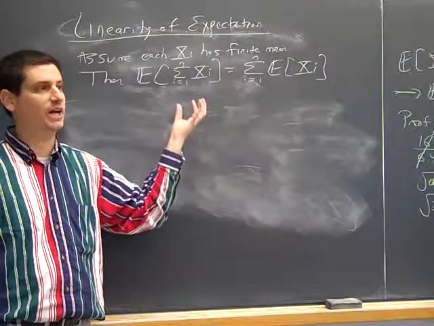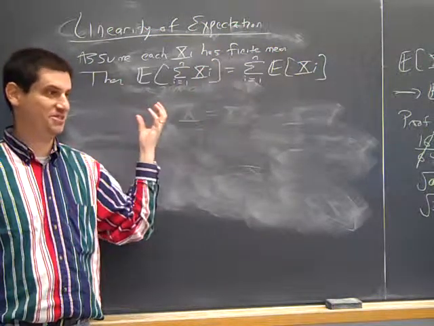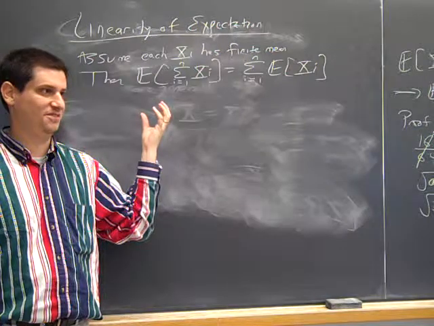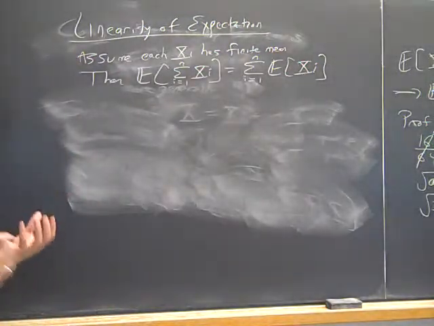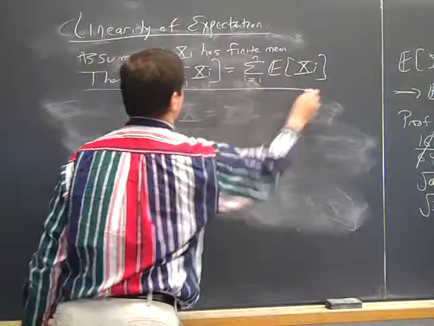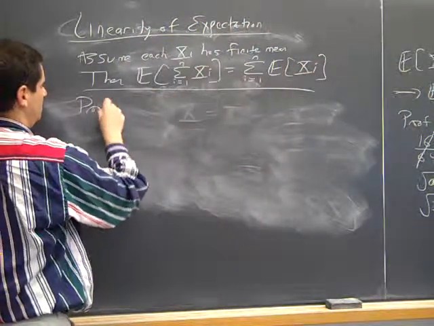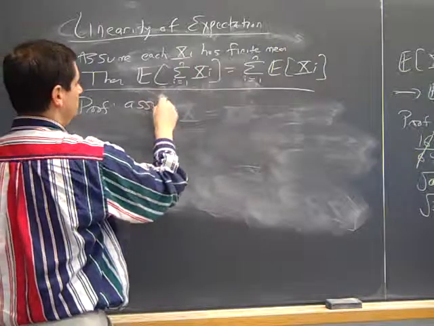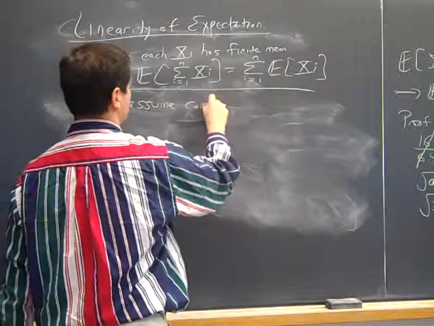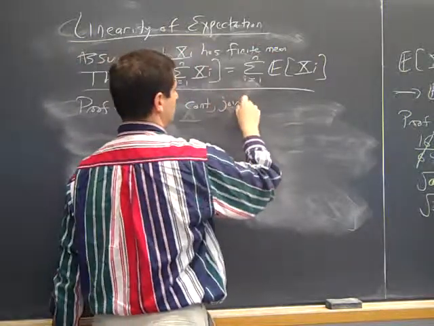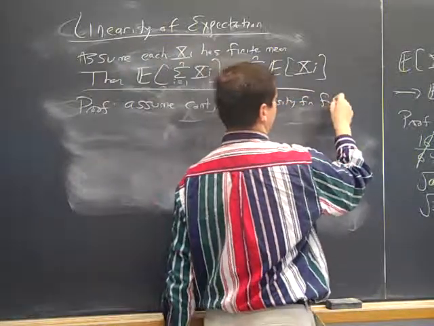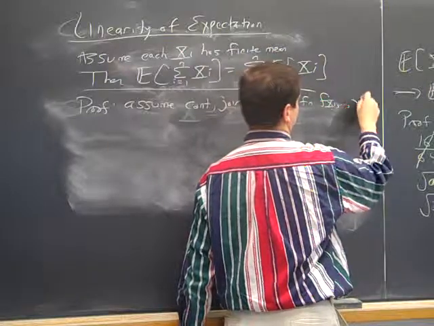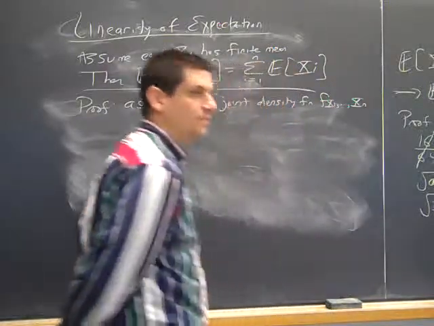What else would I have to look at? And what else? Mixed. Right? I'm only going to do the case of continuous. The proof is the same in all the cases. So proof. Assume continuous with joint density function f of x1 to xn.